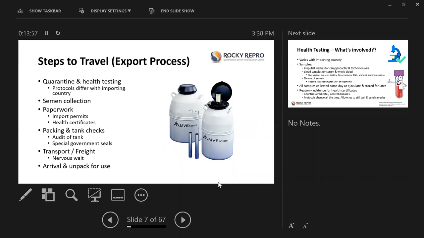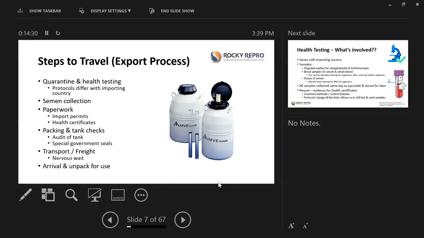So if we're going to export samples from a bull, the first thing that they have to do is pass quarantine and health testing. So on farm, hopefully you guys have got them up to date with all their vaccinations. They're all well and good. They come to us and then we go through the isolation period and a whole bunch of tests. And this actually differs with each country that we're going to send to because they have different requirements from us to them, as well as what they want to keep control of in their country.